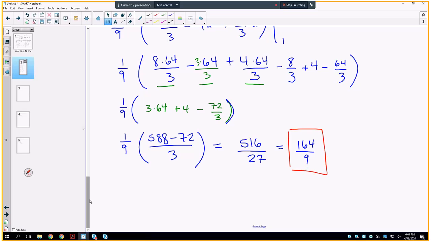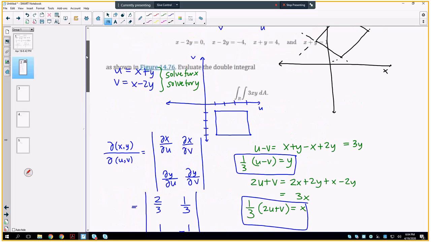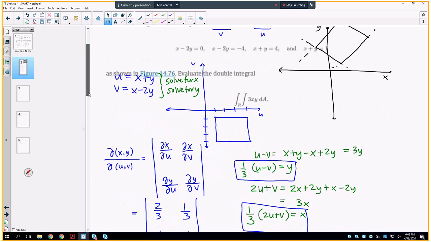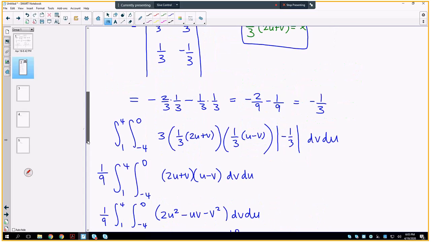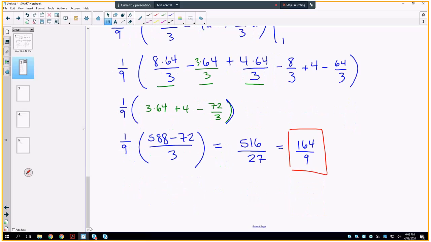So we used a change of variables to transform this region into a simpler region. So I wouldn't have to set up 2 double integrals. I transformed it into a nice square region or rectangular region. Simple change of variables, and all of the integrals were nice power rule antiderivatives. Get the answer done.